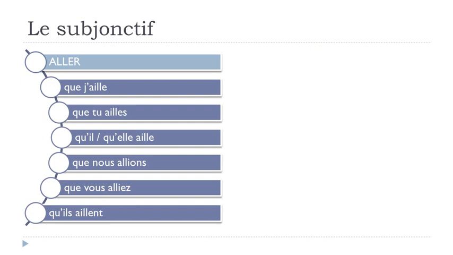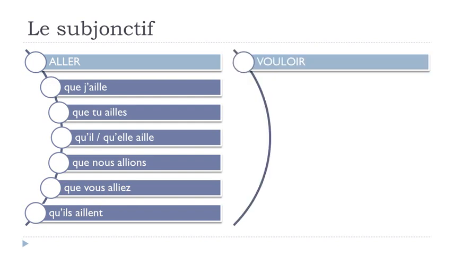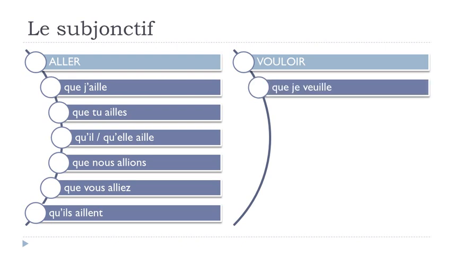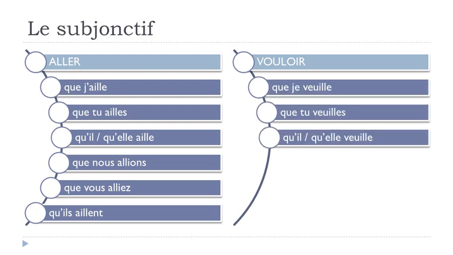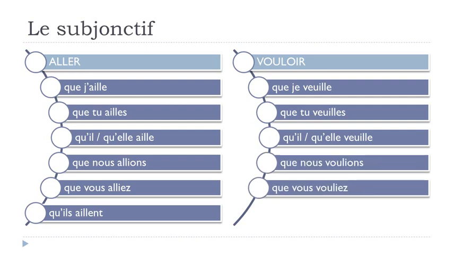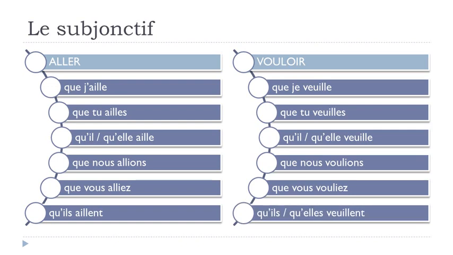All right, and so the other tricky verb is vouloir, to want: que je veuille, que tu veuilles, qu'il veuille, qu'elle veuille, que nous voulions, que vous vouliez, qu'ils veuillent, qu'elles veuillent. Same thing here: we'll have quite an important difference between je, tu, il, and nous, vous. Que je veuille, que tu veuilles, qu'il veuille, qu'elle veuille, que nous voulions, que vous vouliez.